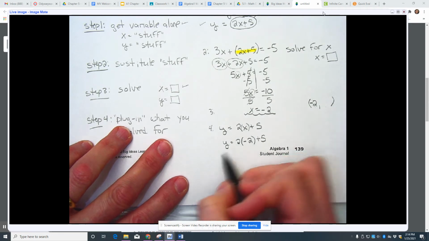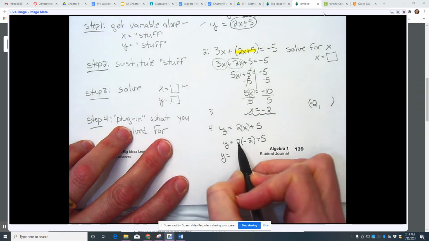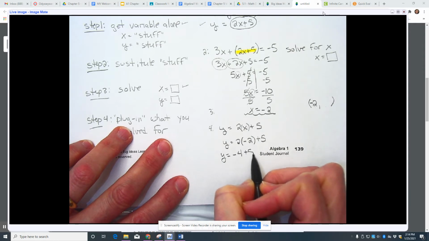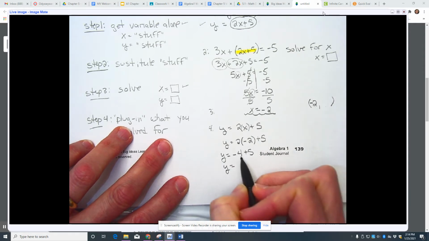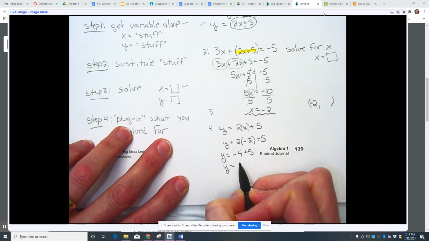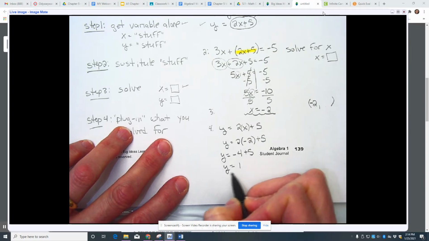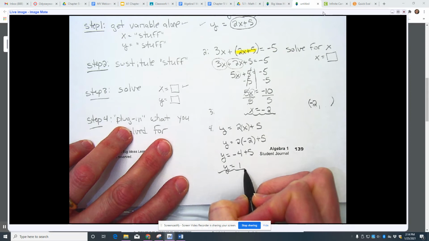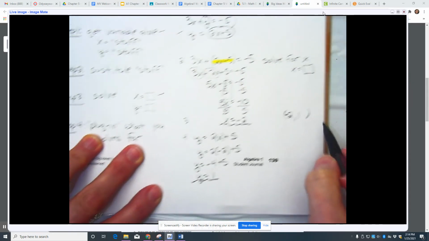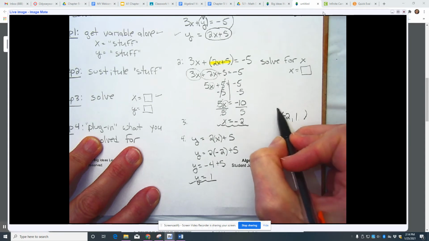Okay, let's simplify this. y equals 2 times -2 is -4, plus 5. y equals -4 plus 5. Adding and subtracting one positive and one negative, I'm going to subtract. 5 minus 4 is 1. More positives than negatives, so that's positive 1. So there's the other part of my coordinate point. So the solution is (-2, 1).